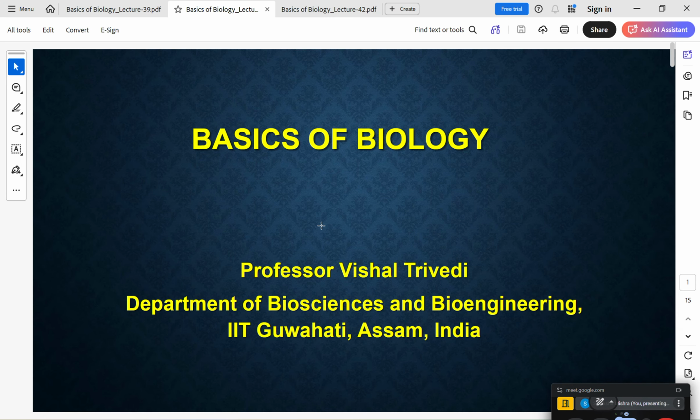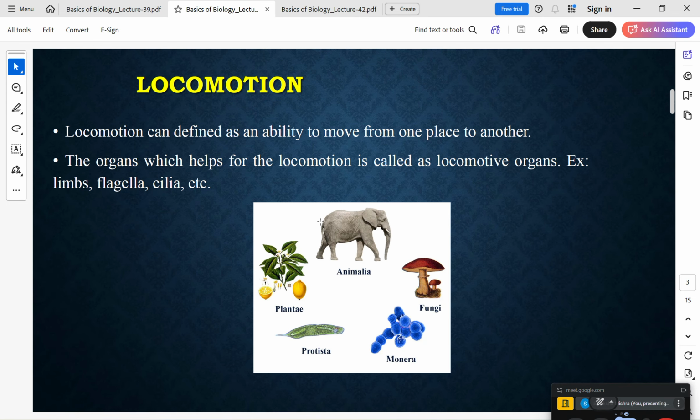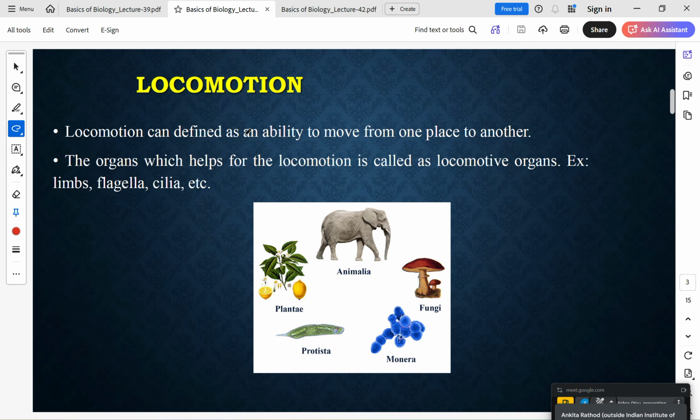Let's discuss the muscular system then. Musculoskeletal system. The muscular system is very essential for locomotion, which is the ability of organisms to move from one place to another. There are various organs that help with locomotion, and these are known as locomotive organs. These will be different for different organisms. For example, it may be limbs. For unicellular organisms, it may be flagella or cilia.